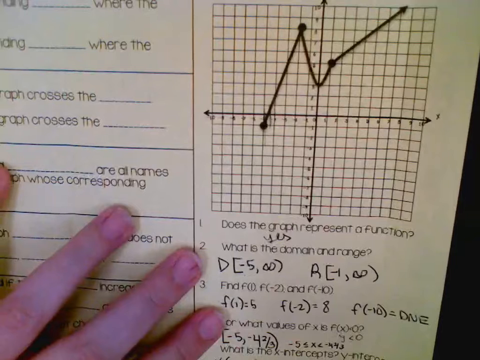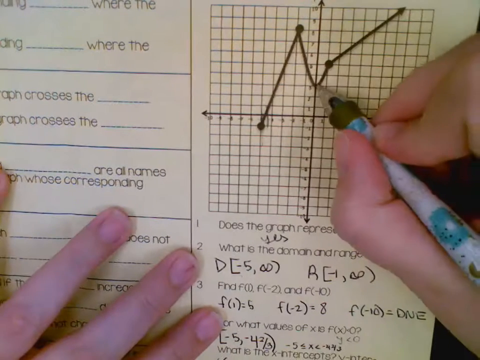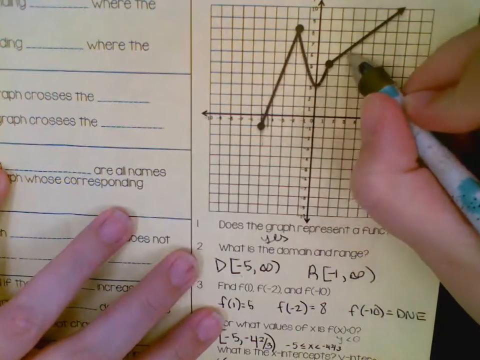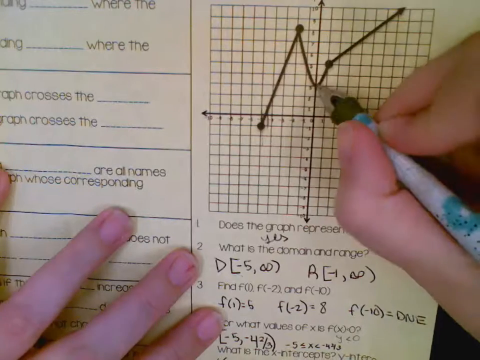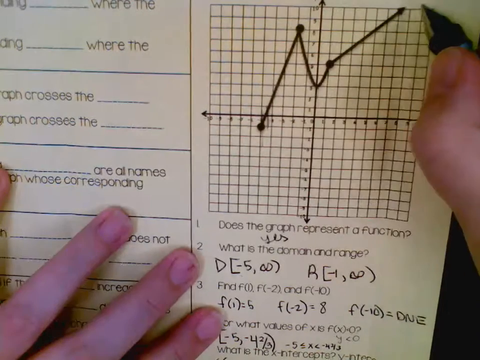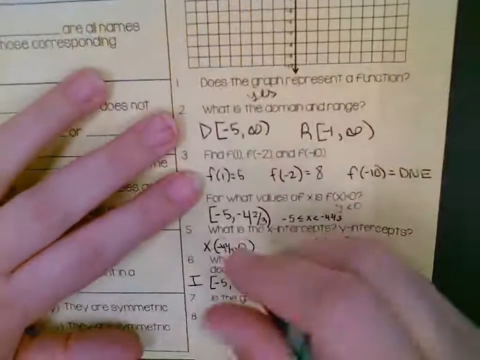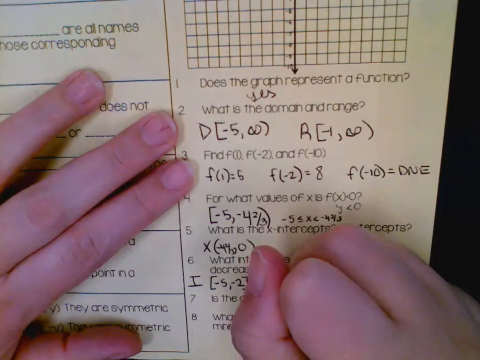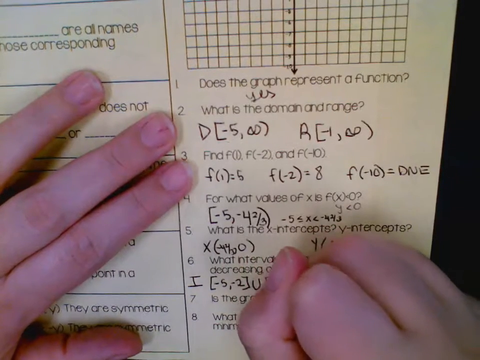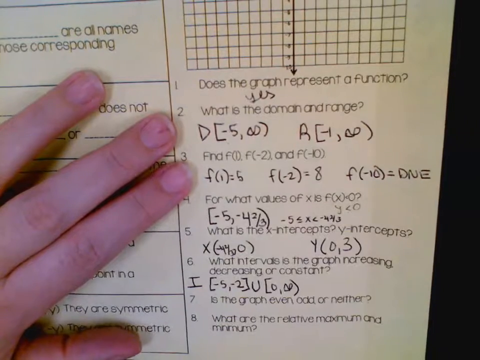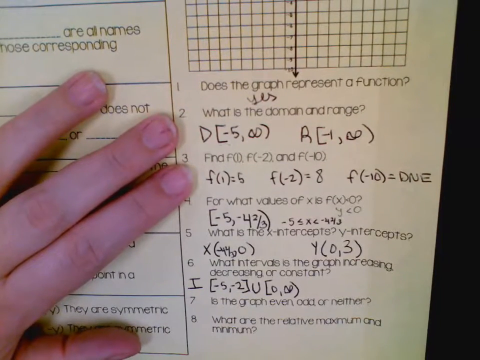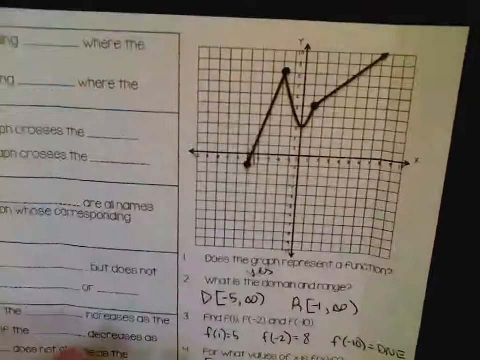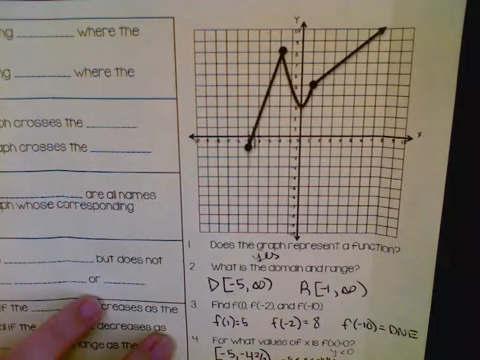Is there any more increasing parts of our graph? Well, when we hit here, we're going back up, and then we keep going on forever, right? So from 0 to forever, we're going up. So we would say that we also have union, which is just another way of saying and, 0 to positive infinity. So those are the spots that our graph is increasing. Is there any constant spots on our graph? Very good, there's not. There's no horizontal lines.